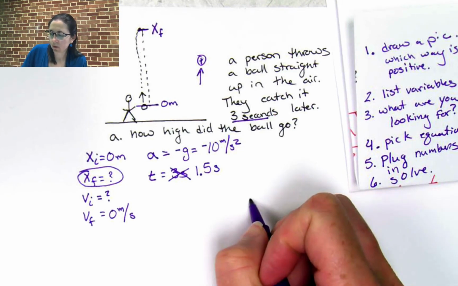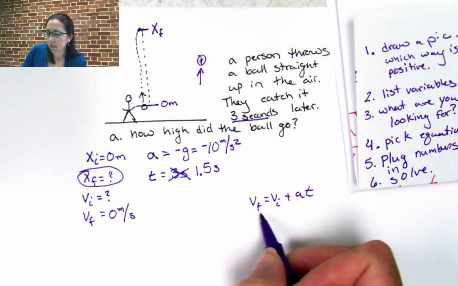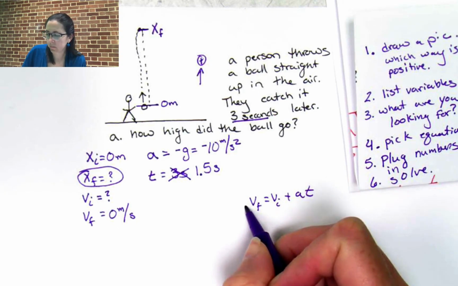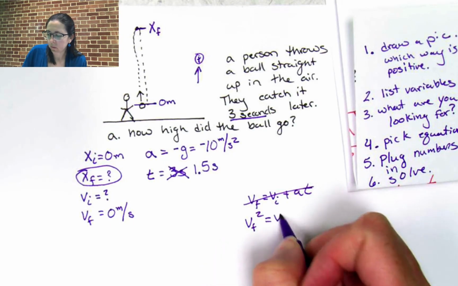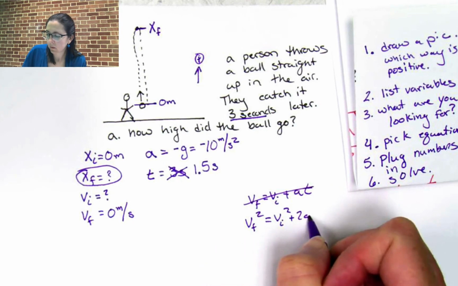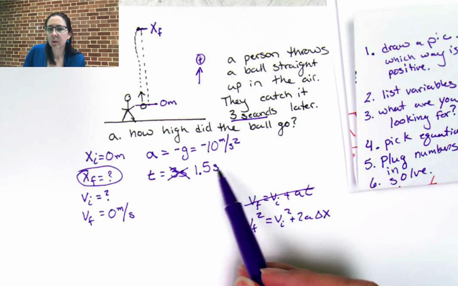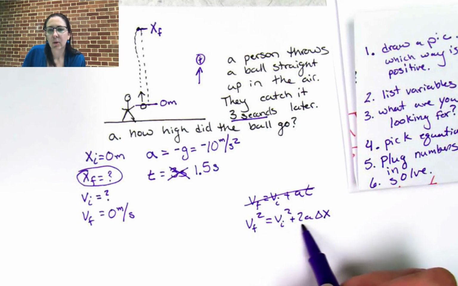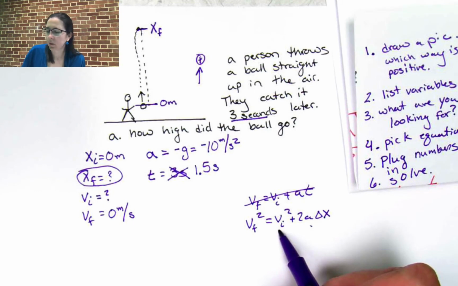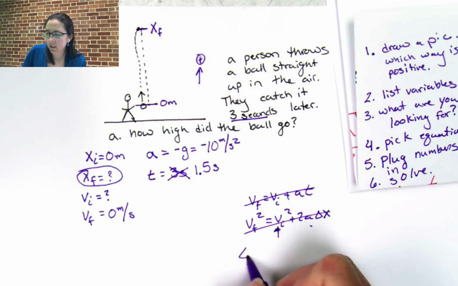So here's our velocity final is velocity initial plus acceleration times the time. That doesn't have anything to do with final position, not helpful. We've used this one before. Also not helpful because really the only thing we know is time. I don't know the initial velocity, so I can't use that one. That's not helpful. And so it's this guy.